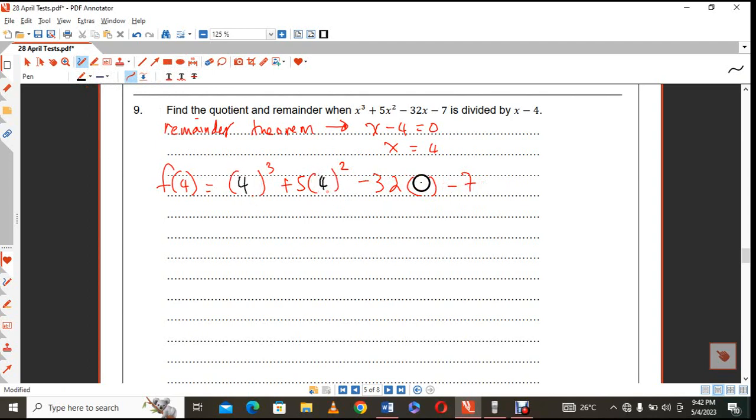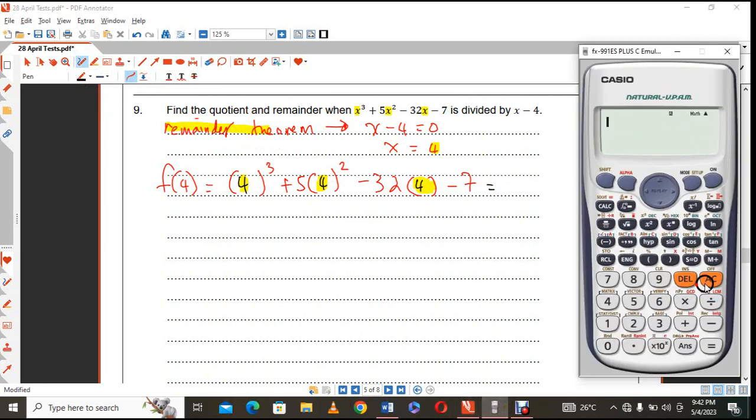So that's 4 over here. Everywhere we have an x, I'm replacing those x's with the 4 that I have calculated. That is going to assist me with finding what the remainder would be. So you can go ahead and punch that on your calculator. It's going to be 4 cubed, no need to put it in brackets, but you can put it in brackets, plus 5, I'm going to put this in brackets, so that's 4 squared, and minus 32 in brackets. I've got 4 and minus 7, so I'll get a remainder of 9.